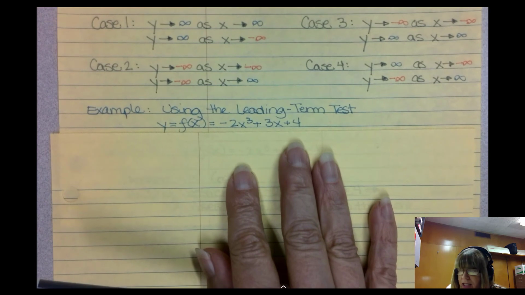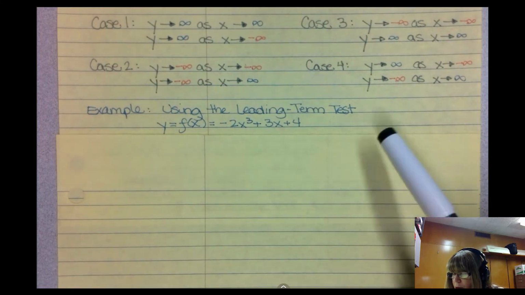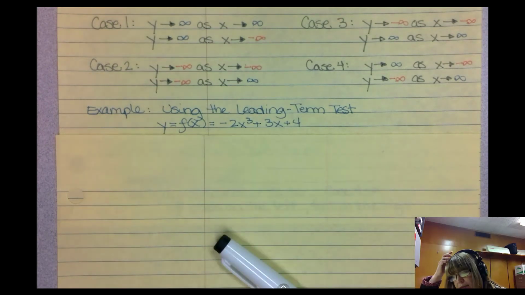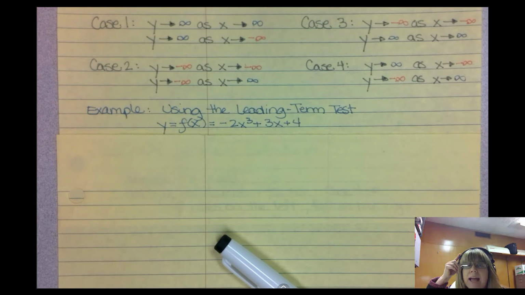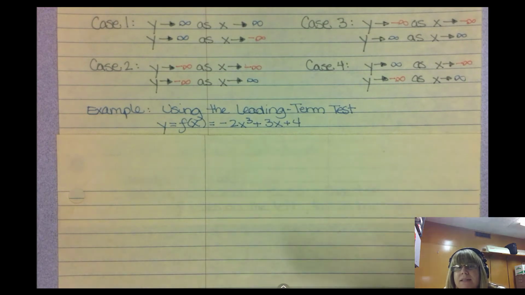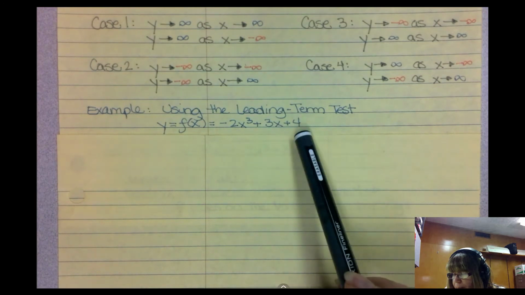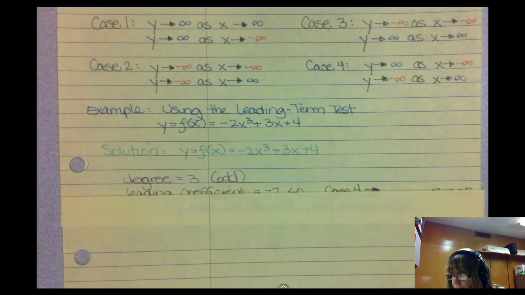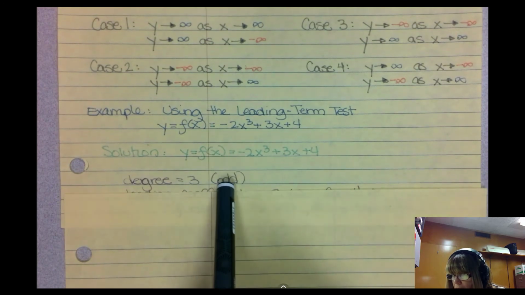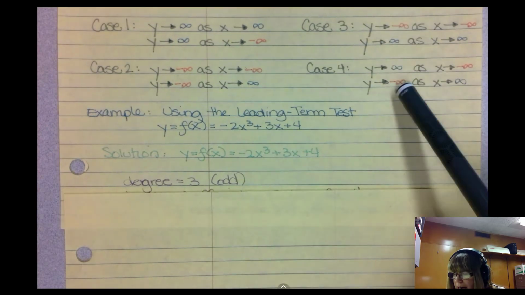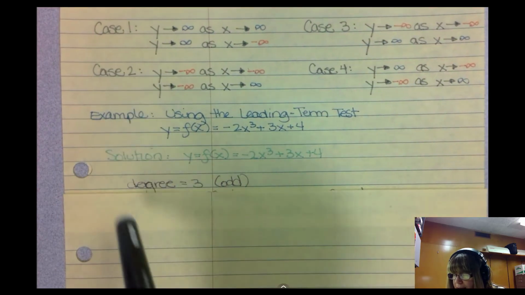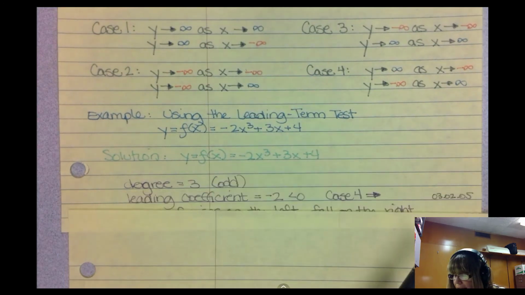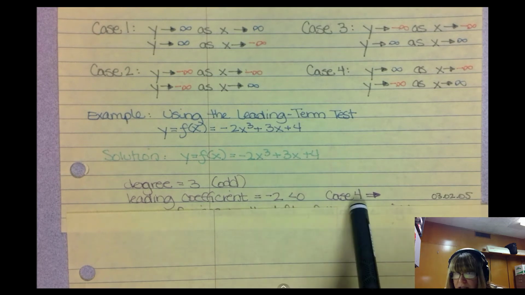All right, so let's put this to the test, and let's use this leading term test to figure out what this function is going to do. So y equals f of x, and our f of x equals negative 2x cubed plus 3x plus 4. Here's our leading term, negative 2x cubed. And because our leading term has a degree of 3, number one, it's odd. So it's either going to be case 3 or 4. It is not going to be case 1 or 2 because it's an odd function. And in fact, our a value is negative. And because our a is negative, we're in case 4 circumstance.